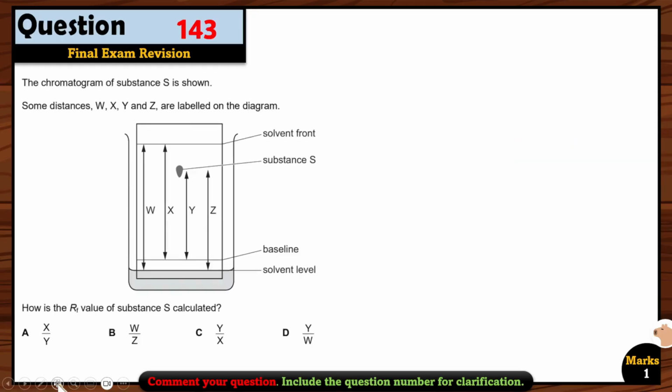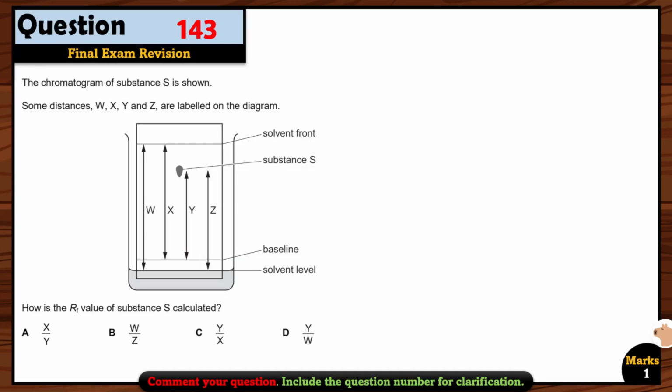Now let's see the chromatogram of the substance S as shown over here. Some distances are labeled in the diagram. How is the Rf value of substance S calculated? To measure the Rf value, you have to memorize the formula: the distance traveled by the substance you are measuring, or the unknown substance, divided by the distance traveled by the solvent.